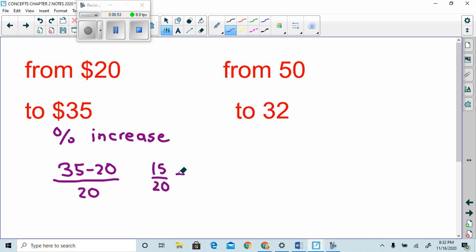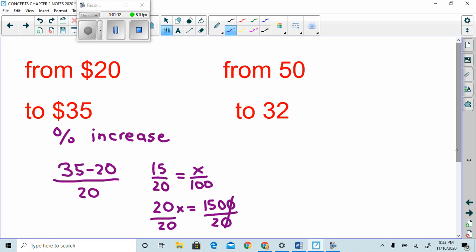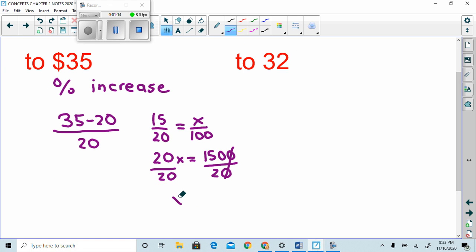We said we could set up a proportion. That would be x over 100 because I'm looking for percent, and percent is per 100. I would then cross multiply. I would divide by 20. See, they both have a 0. I can cancel that out. And I see that x is equal to 75% increase.